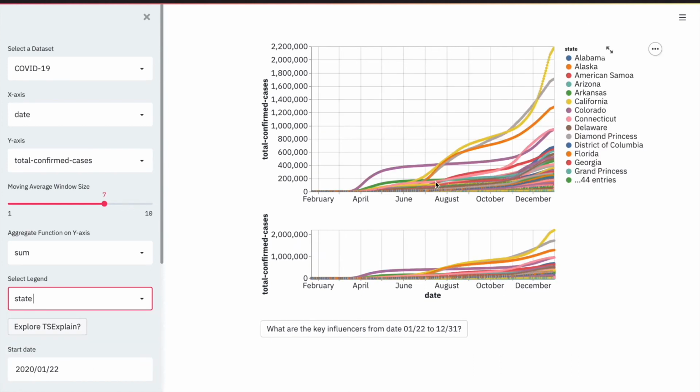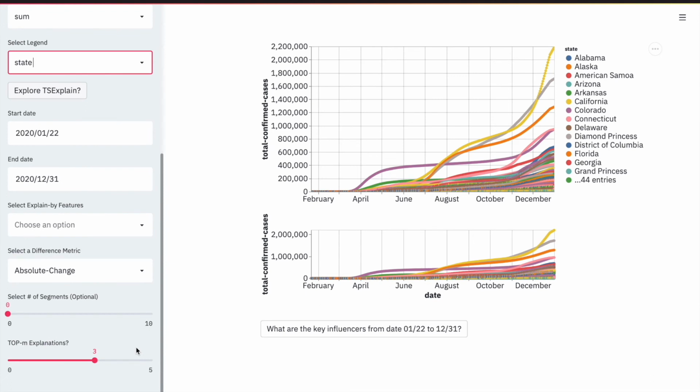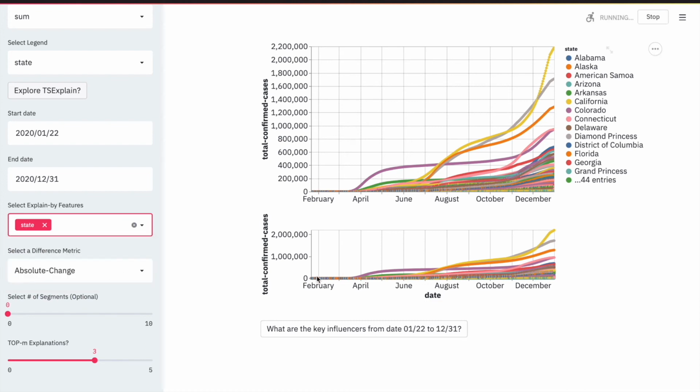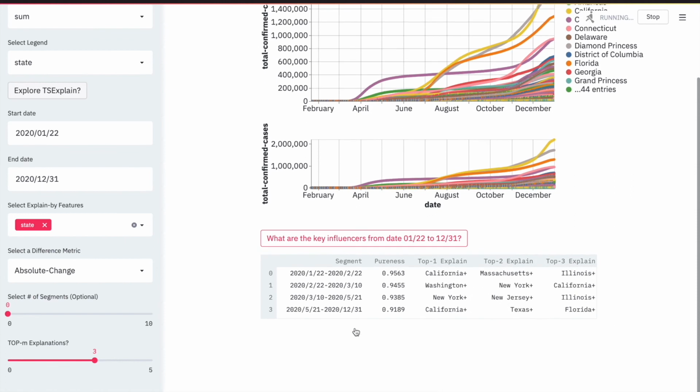We can see each state rises at a different speed during different time periods. There is so much information in the visualization that it is hard for users to identify the main explanations at the different periods. Now we run TSExplain to help users find the evolving explanations from January 22nd to December 31st, and the explain by feature is state. TSExplain quickly shows us the results.